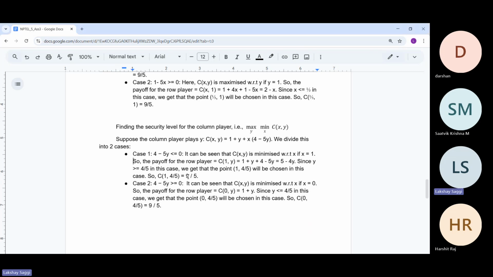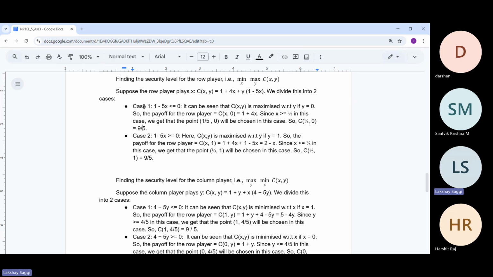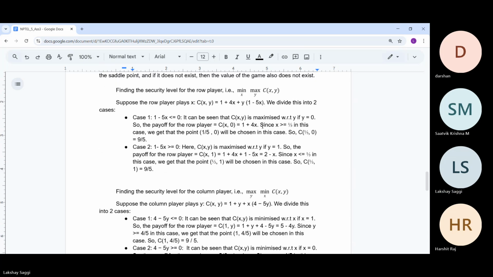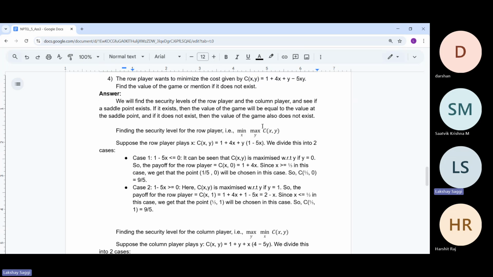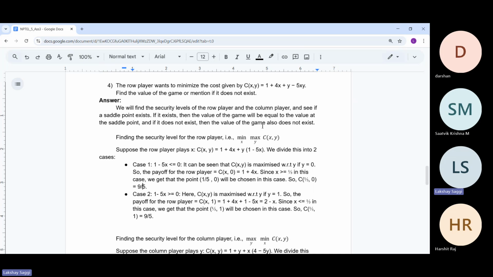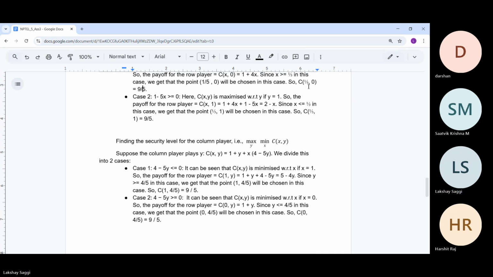So I see that for this max min value is also 9 by 5, and this min max value we also arrived at was 9 by 5, right? So aren't these values equal? And so shouldn't this game have this saddle point, where y is something like 4 by 5 and x is 1 by 5?